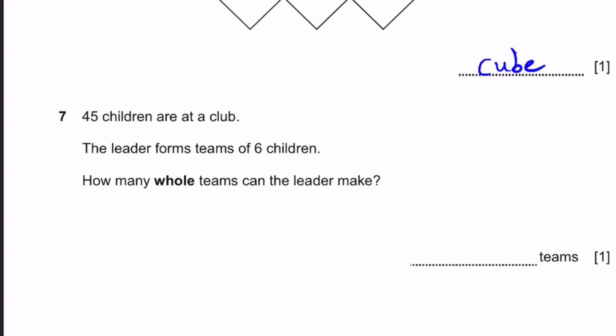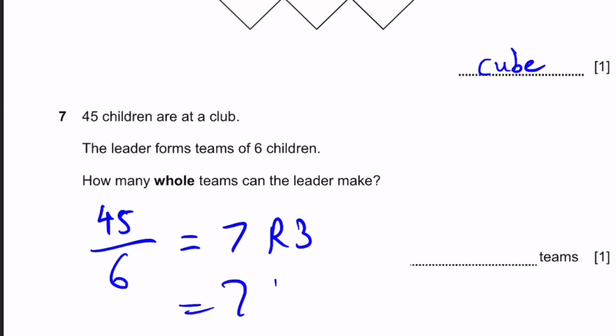Question 7. 45 children are at a club. The leader forms teams of 6 children. How many whole teams can the leader make? So teams of 6 children and 45 children are there. So that means how many whole teams? 45 by 6. That would be equal to 7 with the remainder 3, which is 7 teams. That's the answer.